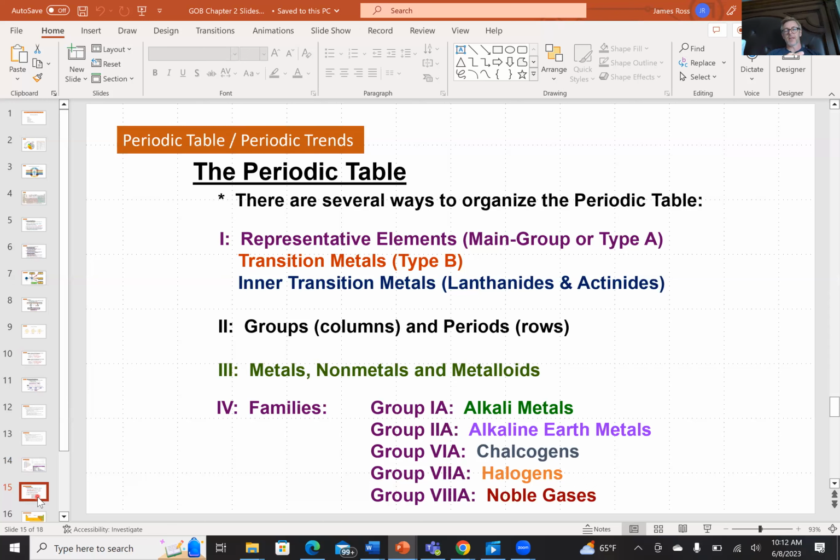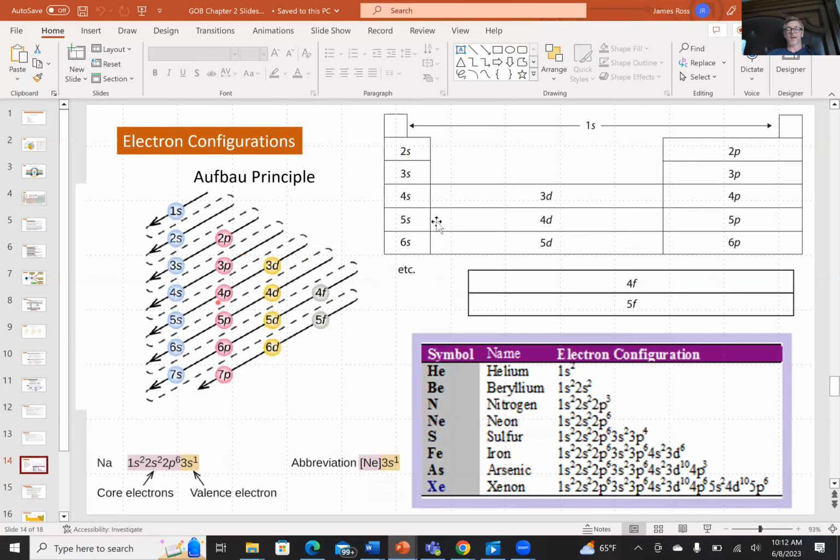The periodic table itself is split up into regions. We have representative elements, which are main group elements of type A. We have transition elements, which are type B. So if I go back here, the representative elements are going to be the s and the p. The transition metals are going to be the d in the middle over here.